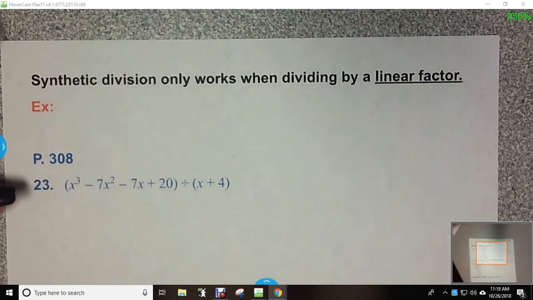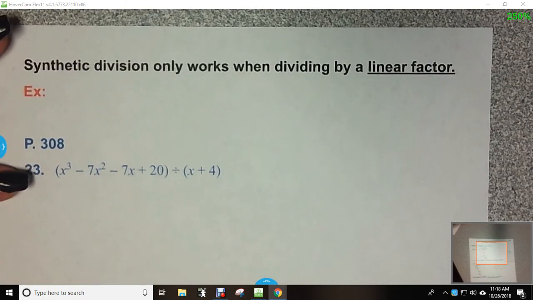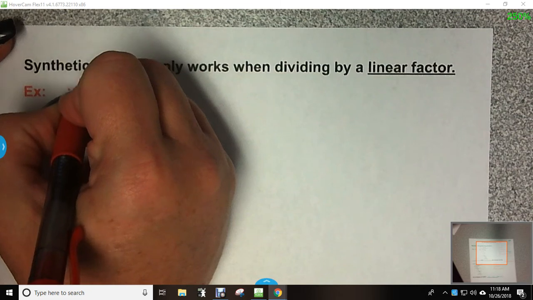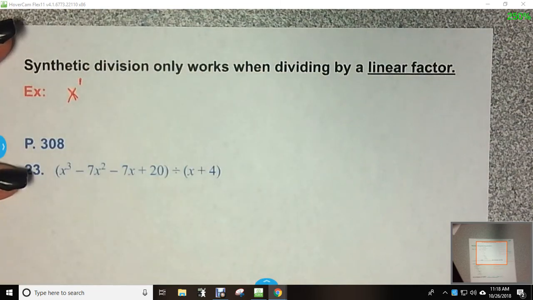We talked about it a minute ago, but synthetic division only works when dividing by a linear factor, which just means an x to the first power. Okay? If it is not x to the first, you cannot do synthetic division.